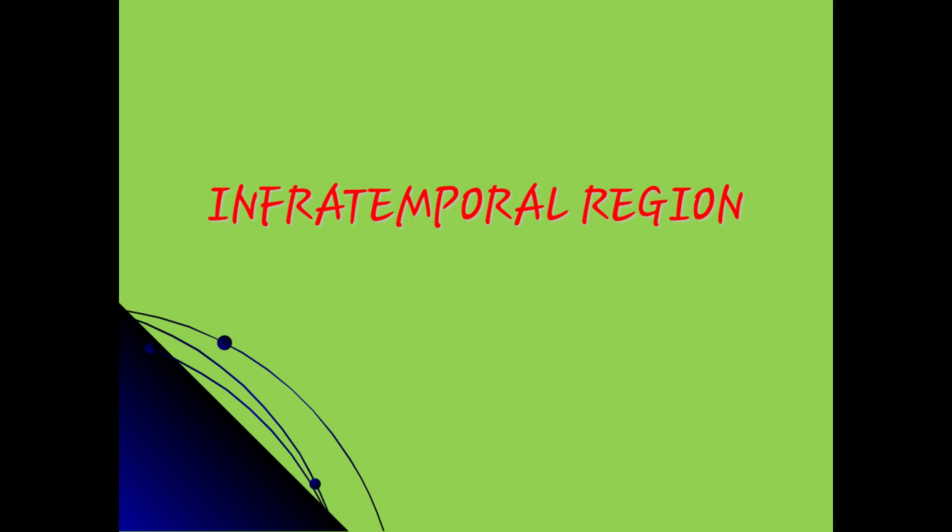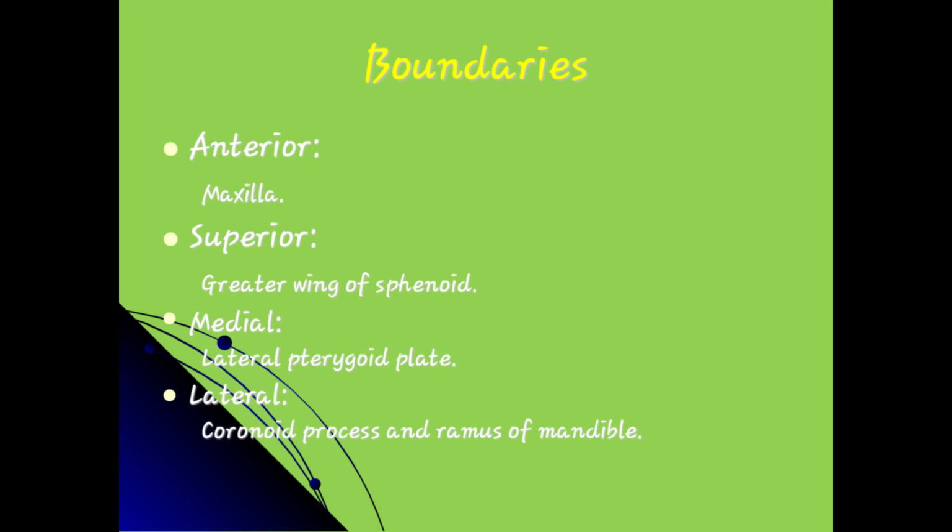You're actually going to see this on the diagram in these slides. Now let's look at the boundaries and the contents, then we'll look at the diagram that shows us the infratemporal fossa, as well as how it communicates with the temporal region at the zygomatic arch. Starting with the anterior border: the anterior border of the infratemporal region has the maxilla.